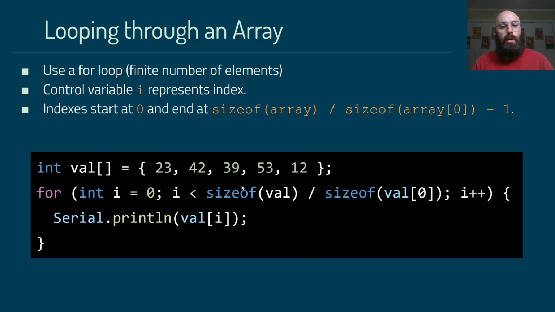Or if you might change your code to include more values and you don't want to have to update that value of 5, you can have the Arduino dynamically compute it to say sizeof val divided by sizeof val[0], meaning take the total size of the array and divide it by the size of just one element of the array to give us the total number of elements. And we add 1 to I each time so that it advances through our different valid indexes. And here what it would do is print out those different values.